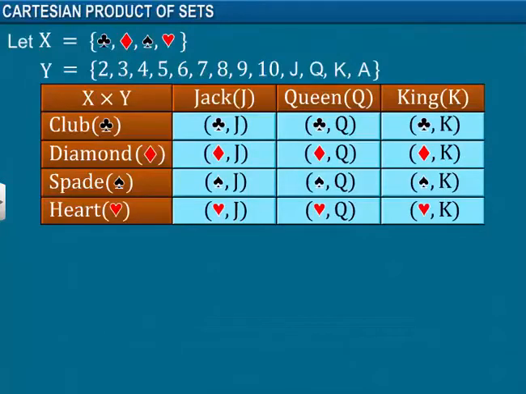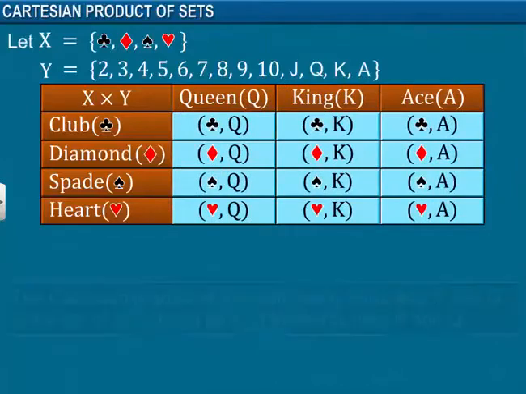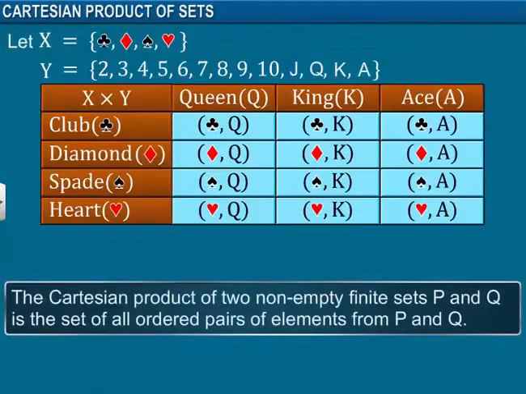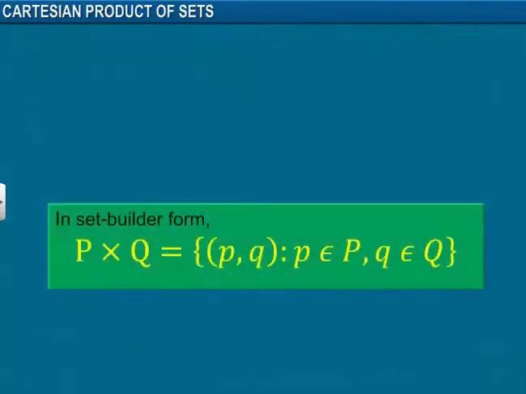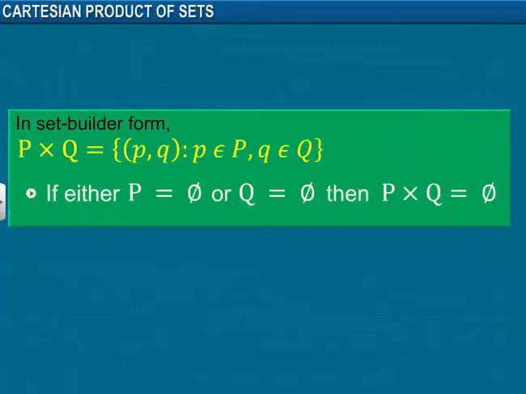From the above discussion, we can define the Cartesian product of two non-empty finite sets, P and Q, as the set of all ordered pairs of elements from them. In the set builder form, it is written as P cross Q is equal to the set of all ordered pairs (p, q), such that p belongs to set P and q belongs to set Q. If either of the sets P or Q is a null set, then the Cartesian product will also be a null set.